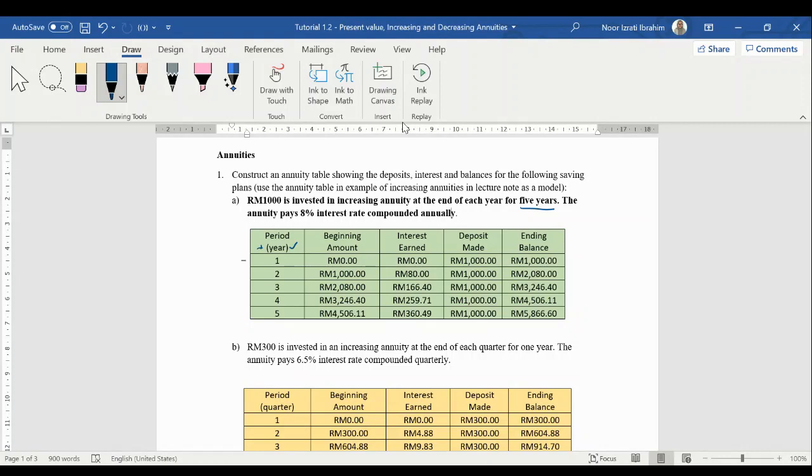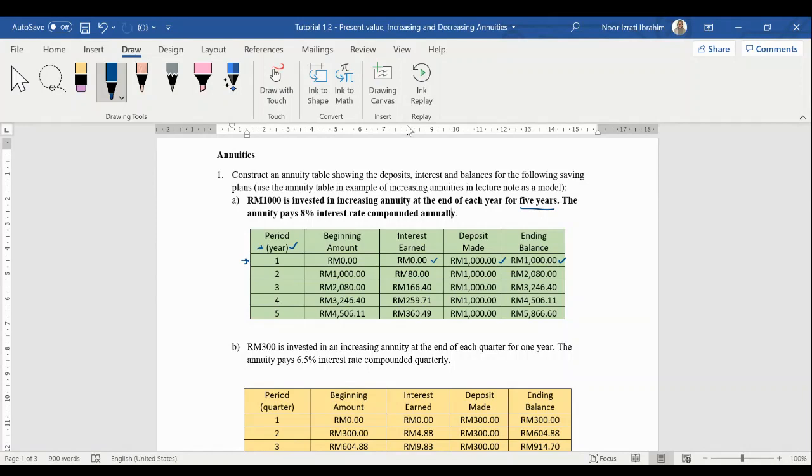Beginning amount, the first period, is always 0. Why? Because from the case scenario, we can see that 1,000 is invested at the end of the year. So the beginning of the first year is still 0. From there, 0 amount, 0 interest is earned, and at the end of the first year, 1,000 is deposited into the account, and that gives the balance as 1,000.